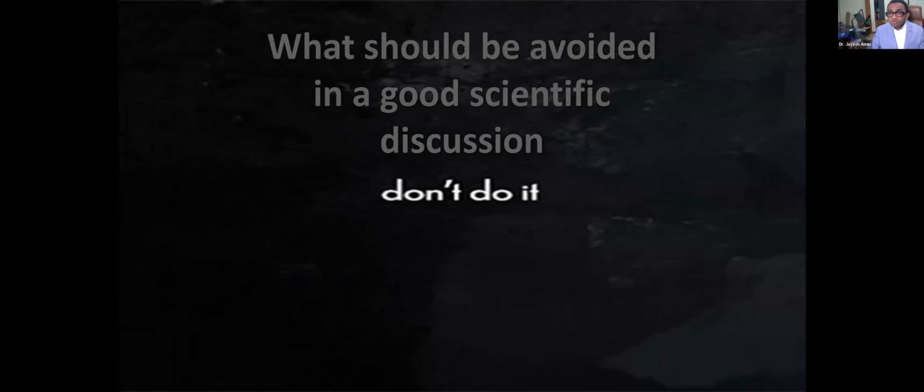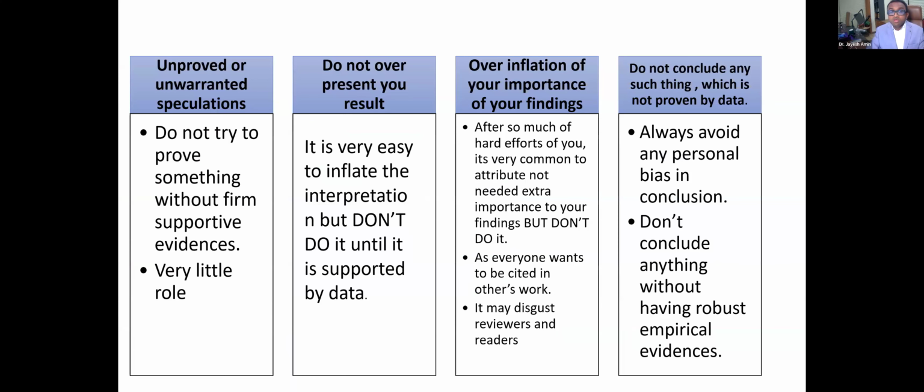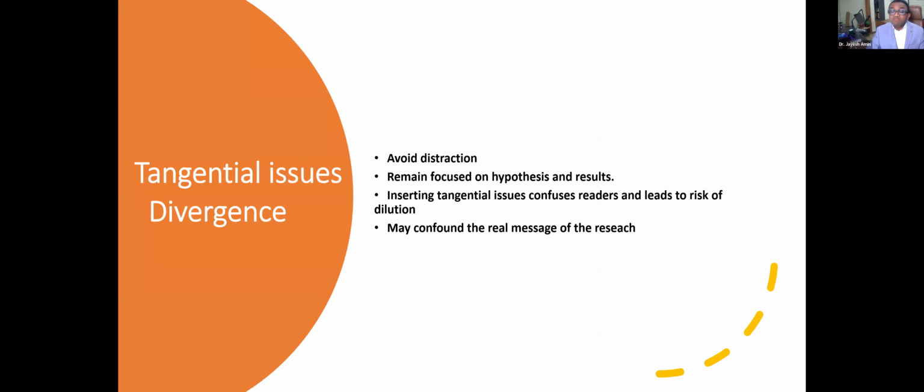But what should be avoided in a good scientific discussion is unproved or unwarranted speculation. Do not try to prove something without firm supportive evidence. Do not over-present your results. It is very easy to inflate the interpretations, but don't do it unless it is supported by data. Avoid overinflation of the importance of your findings. After so much hard effort, it's very common to attribute unneeded extra importance to your findings, but don't do it. And do not conclude anything which is not proven by data. So these are the don'ts.